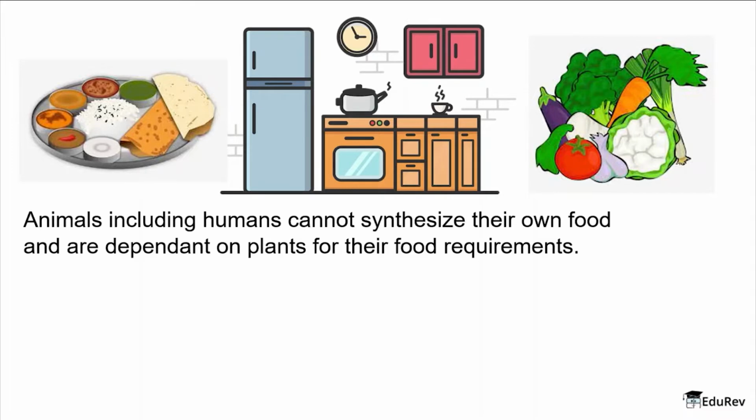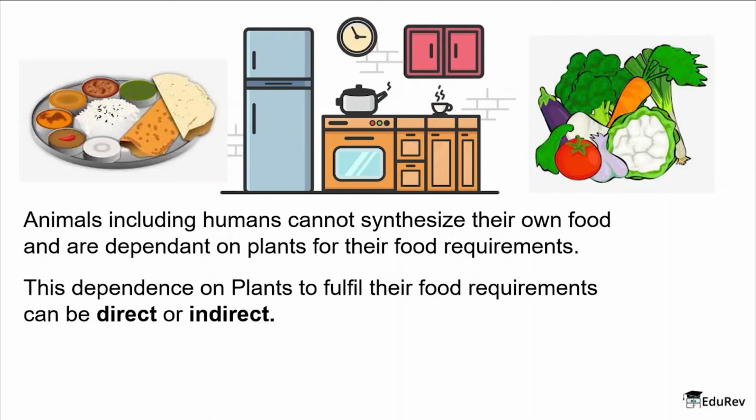which basically says that animals, including humans, cannot synthesize their own food and are dependent on plants for their food requirements. This dependence can either be direct, which is in case of vegetarians who directly eat these raw vegetables and raw fruits. Whereas this dependence can also be indirect in case of non-vegetarians who eat animals who further are dependent upon plants for their food requirements.